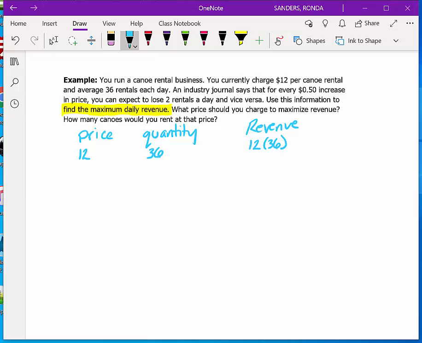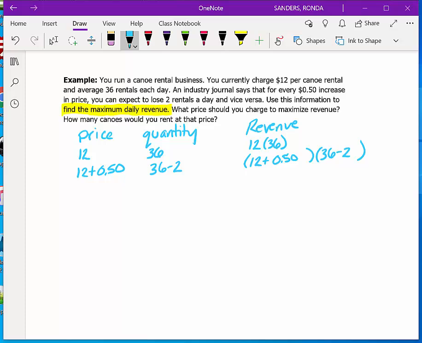The problem says that for every 50 cents increase in price, you can expect to lose 2 rentals a day. So if our price is 12 plus 50 cents, we can expect our quantity to be 36 minus 2. And our revenue would be 12 plus 50 cents times 36 minus 2. But the problem does not say that this happens only once. It says every time I increase the price.